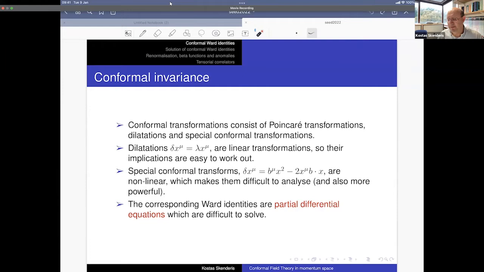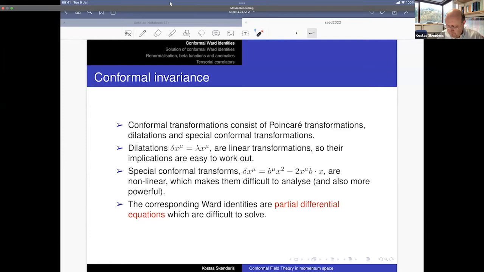Once you manage to crack the problem and understand how to impose these constraints, you learn a lot of things about the correlators. It is really the special conformal transformations that impose the strong restrictions that I described at the very beginning. Now, the corresponding Ward identities, which I will show you in the next few slides, are nonlinear partial differential equations, and that's why they're very hard to solve.